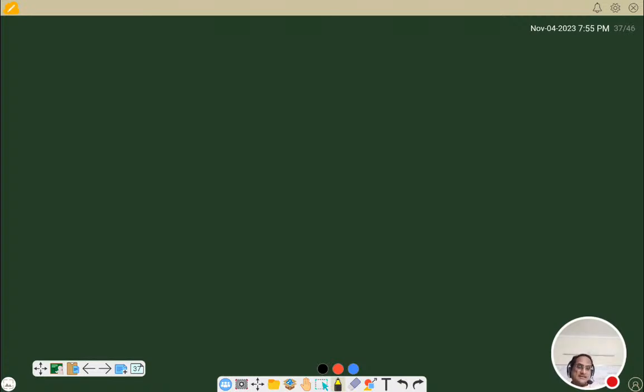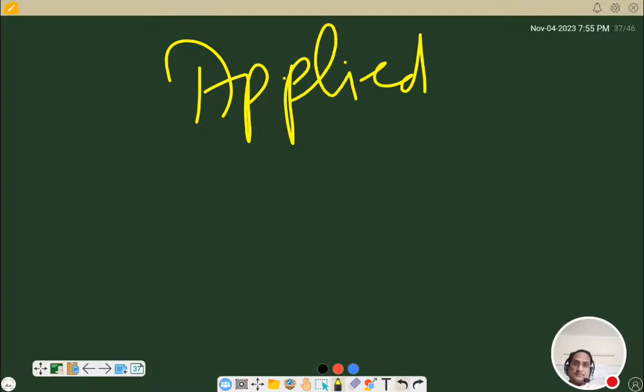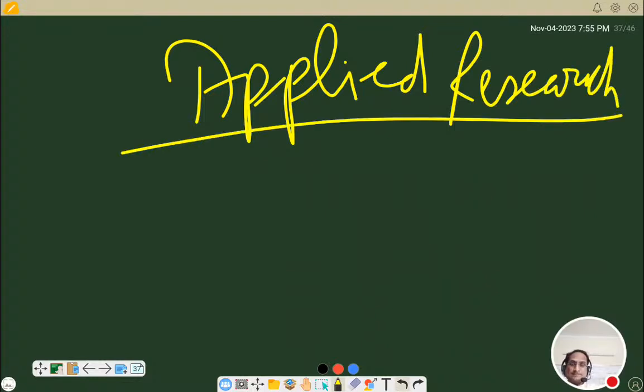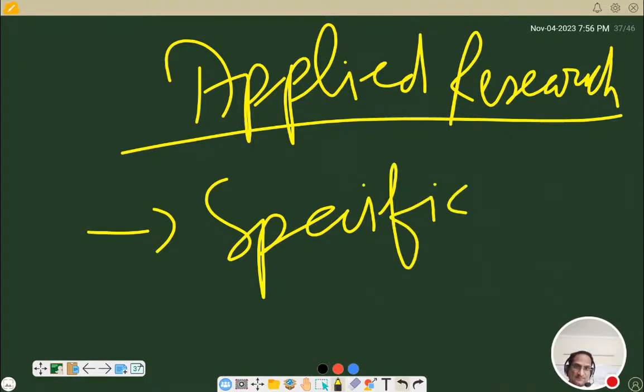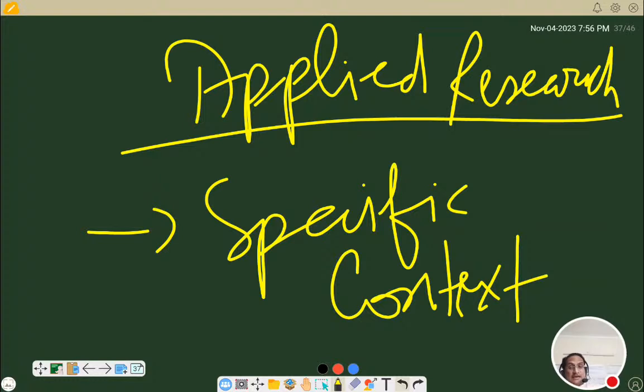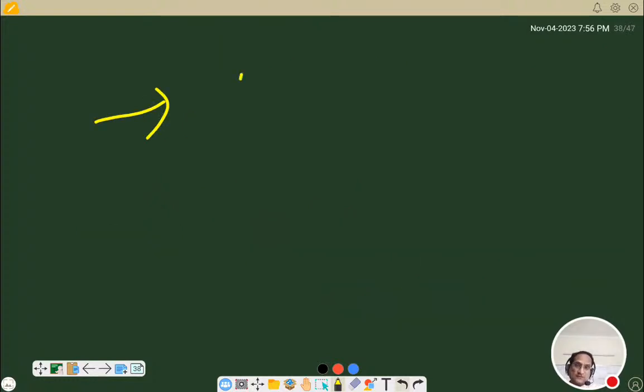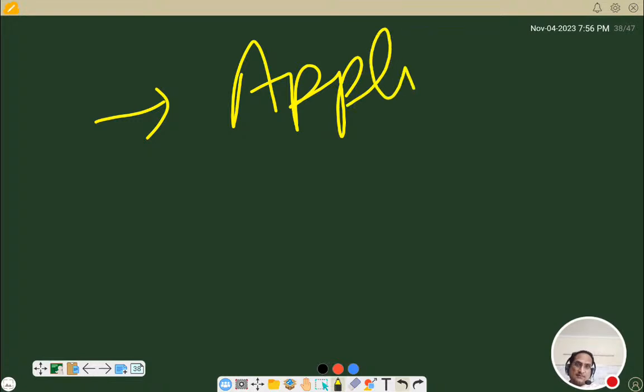So now we will see applied research. Unlike the research done in a basic form, pure form or fundamental form, fundamental research, basic research, pure research, applied research is done in a specific context. Applied research finds an application. Of course, it has an application.